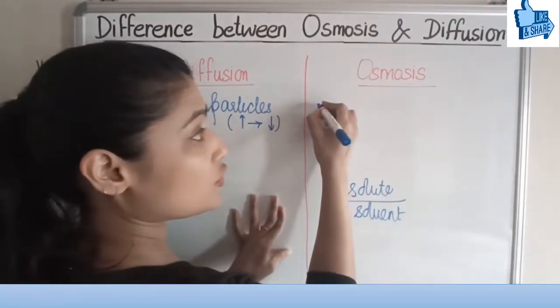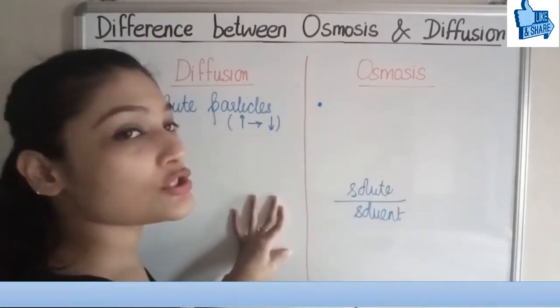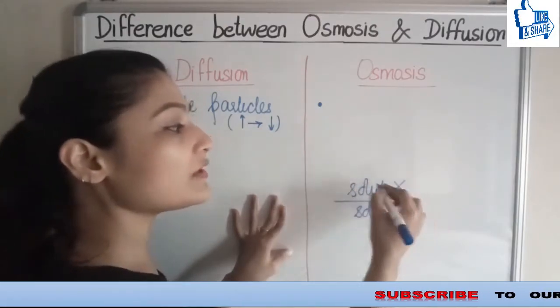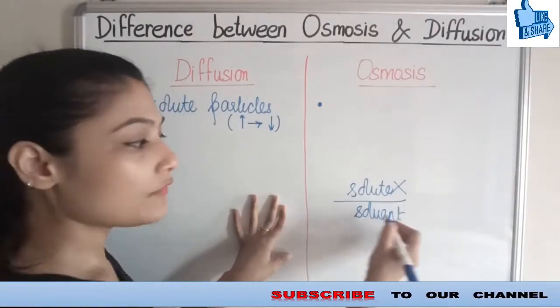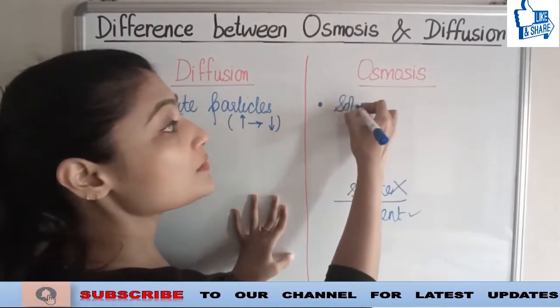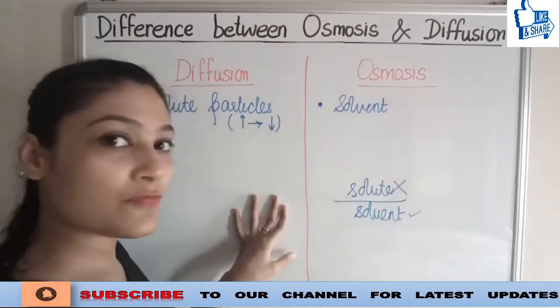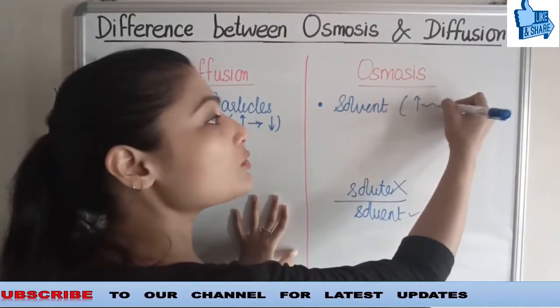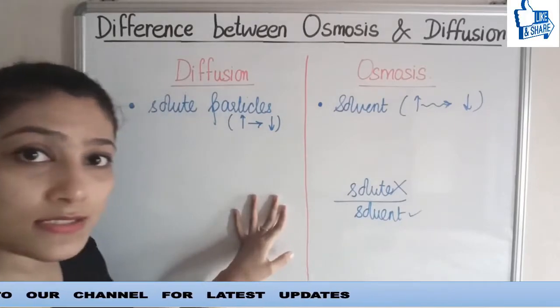If I talk about osmosis, again there is going to be movement of something. What is that something? Now we will not be focusing on solute, we will be focusing on solvent movement. So there is going to be movement of solvent from where to where? From its region of higher concentration to its region of lower concentration.